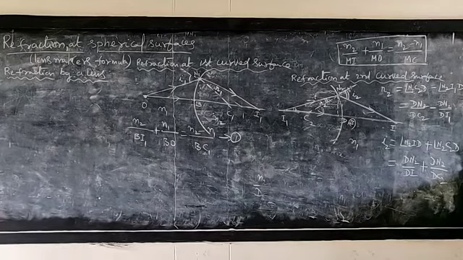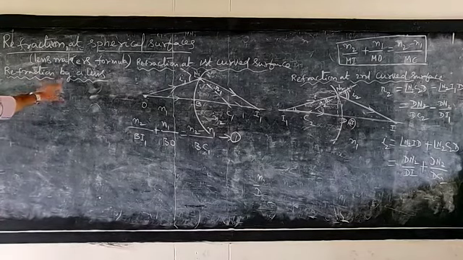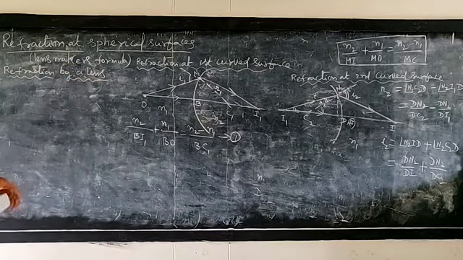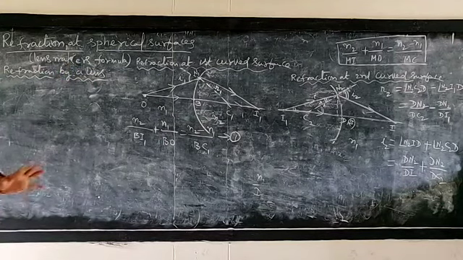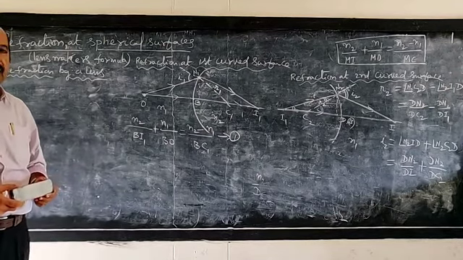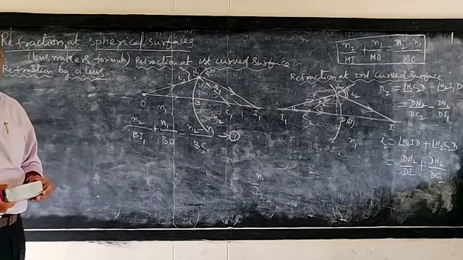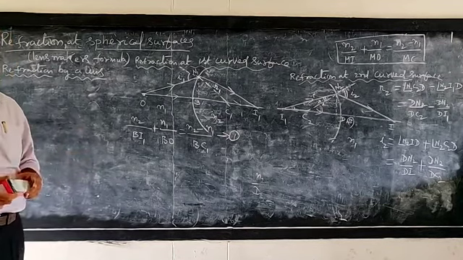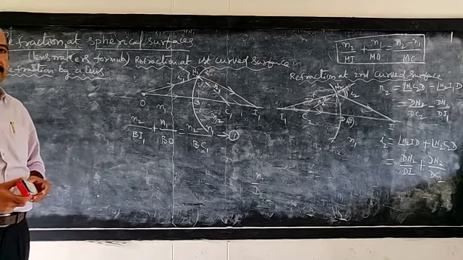Now we are going to discuss refraction by a lens, and what we are going to derive is known as the lens maker's formula. Already in 10th class, I think you might have derived this equation, but we are going to do it in a rigorous way. We are going to derive it using geometrical laws.